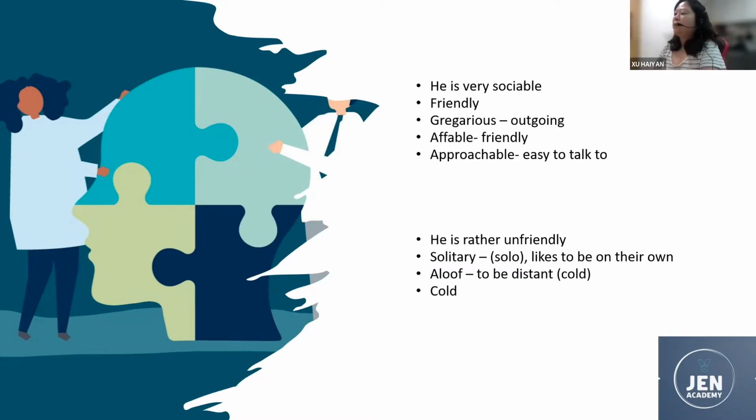There's another one on the opposite. You can say somebody's really unfriendly or he's very solitary. Solitary means that he's somebody who wants to be solo, which means they want to be on their own. They don't want to be interacted with by other people. You can say somebody's really aloof, which means very distant and cold, which means that you can also describe somebody who is very indifferent towards people or things, like, oh, he's kind of aloof. So you can use the words in this slide to describe the traits of people.